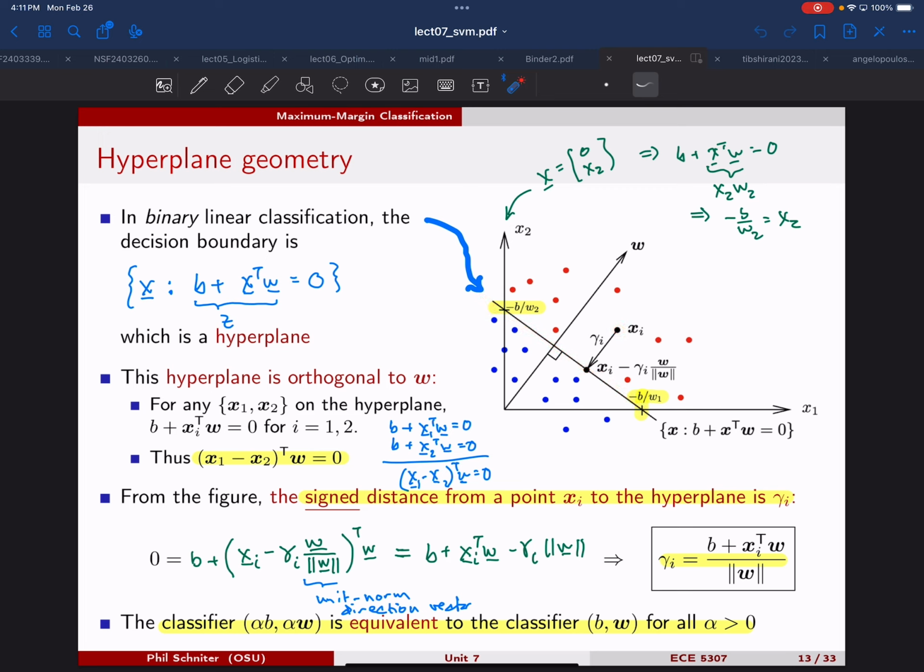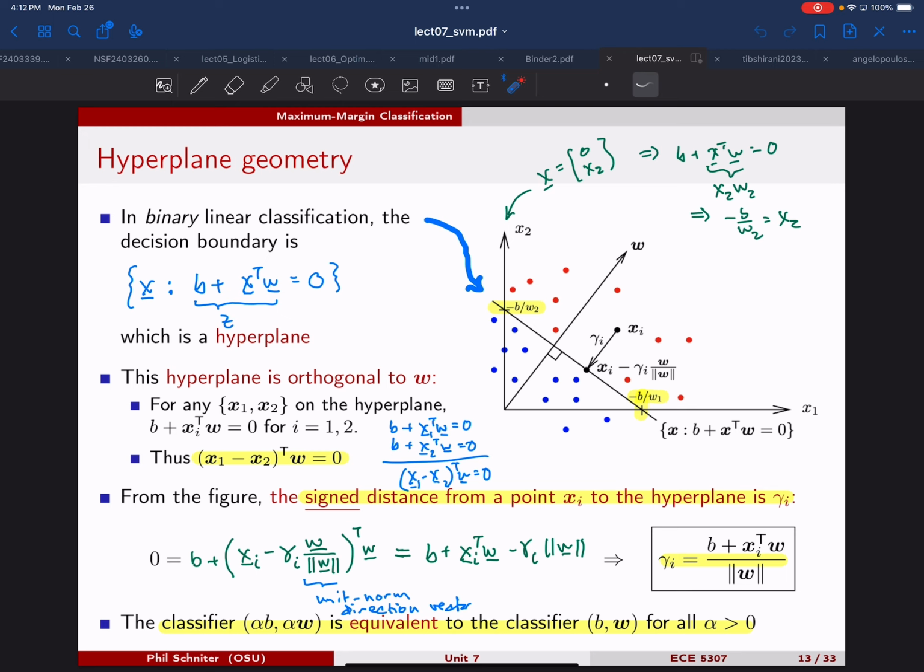So intuitively, the farther a point is from the decision boundary, the easier it is to classify. The ones that are close to the decision boundary are more difficult to classify because they're the points where there's less separation between the two classes. So it's useful to know exactly how far any given point is from the decision boundary. We went through a derivation to get this expression here.